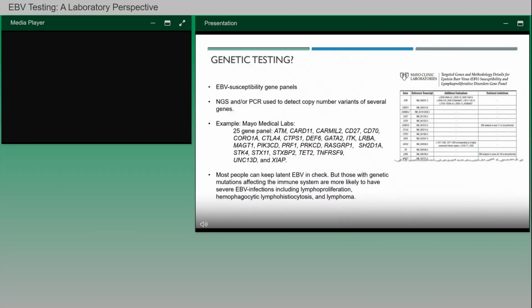And interestingly, the last test I thought I'd mention, because it's kind of new, is genetic testing for EBV. So why would you ever do this? Well, you're not testing for EBV, you're testing for susceptibility to EBV, okay? So there are labs, as you can see here, here's a sample report of a lab that's testing 25 genes here. And these are all genes that are related to T cell activation or immune cell function, T cell receptor signaling, receptors for cytokines like tumor necrosis factor alpha, things like that.